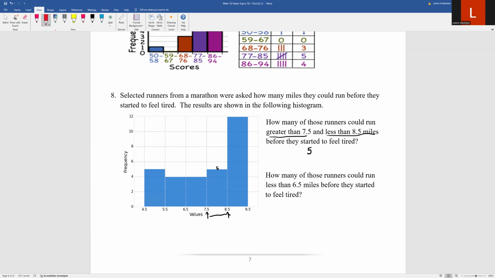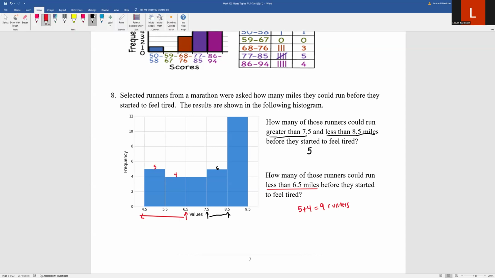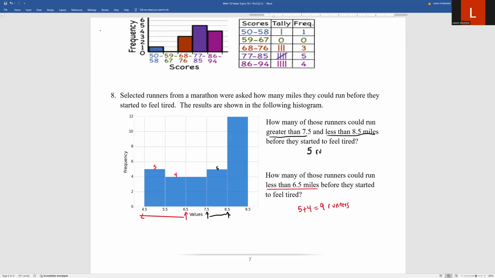It says how many of these runners could run less than 6.5 miles before they feel tired, so anything less than 6.5. So here's this, we would be doing any bar to the left of that. So that's both of these bars. So there's 5 people in this first group from 4.5 to 5.5. There are 4 people in that second group. So this would be 5 people plus 4 people, or 9 of the runners. Okay, so we just read that. And again, the 5 would be runners too. But remember, Newton doesn't always have you write the units.